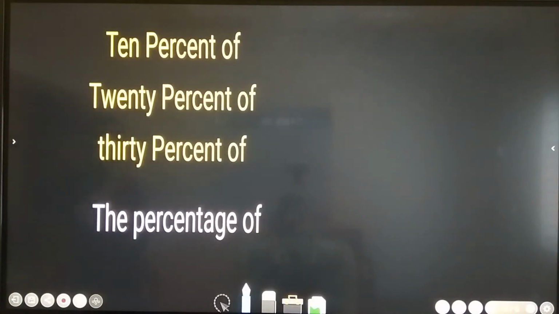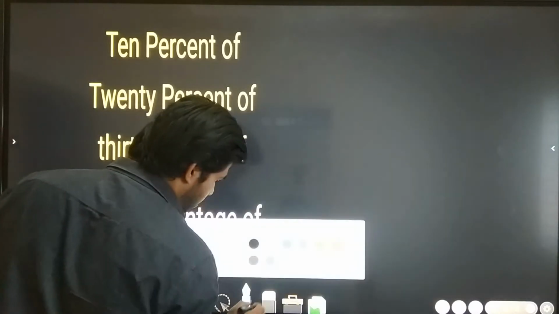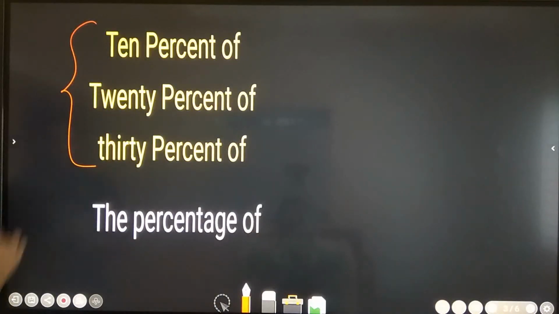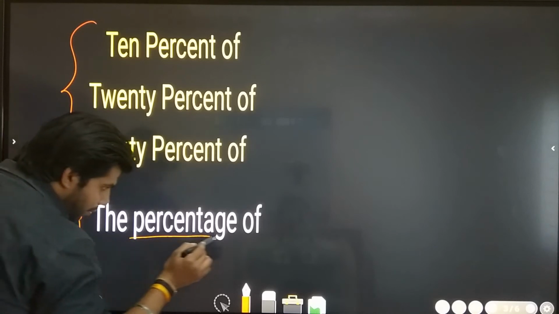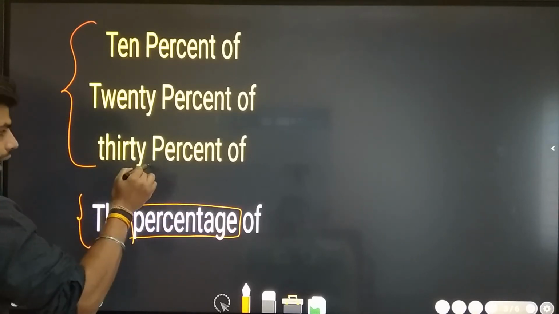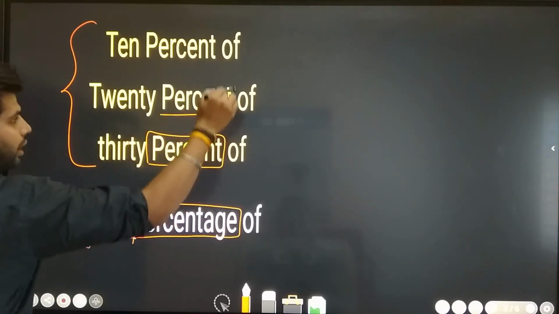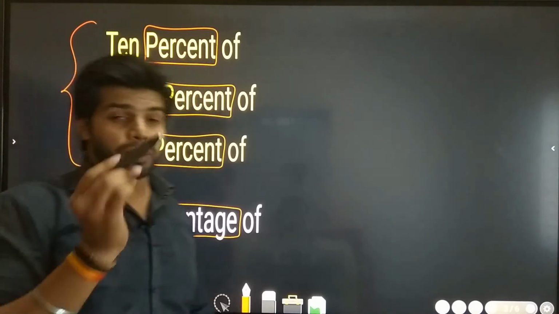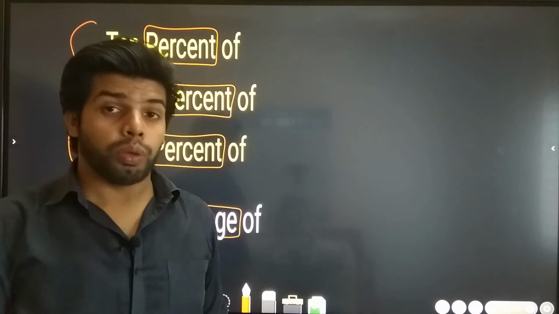Now we have this. You can easily notice that three words are in yellow color and one is in white color. Why is it so? Why do you do this, sir? Because these have the same thing and this is a different thing. Here I have written percentage and here I have written percent. So guys, there is a big difference between when you say percent and when you say percentage. What is the basic difference?